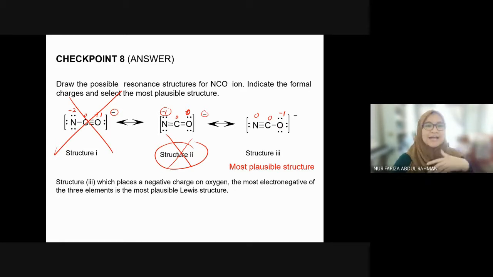It doesn't matter if your structure 3 is your first structure or second structure, because we will refer to your Lewis structure.